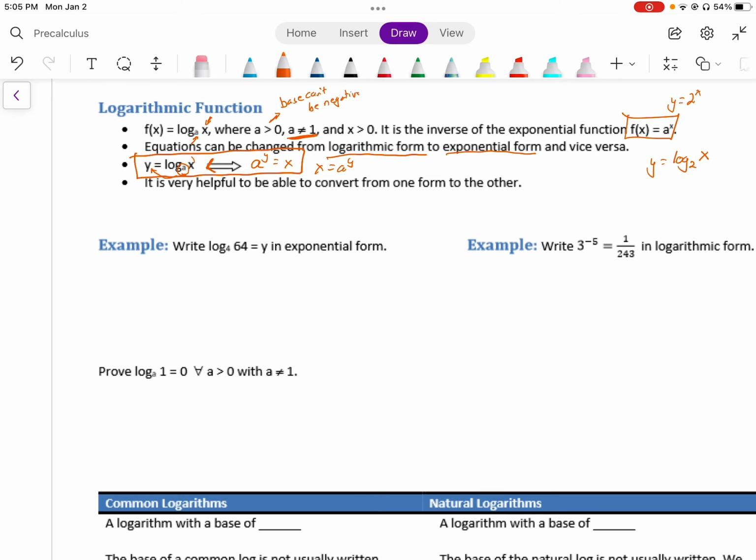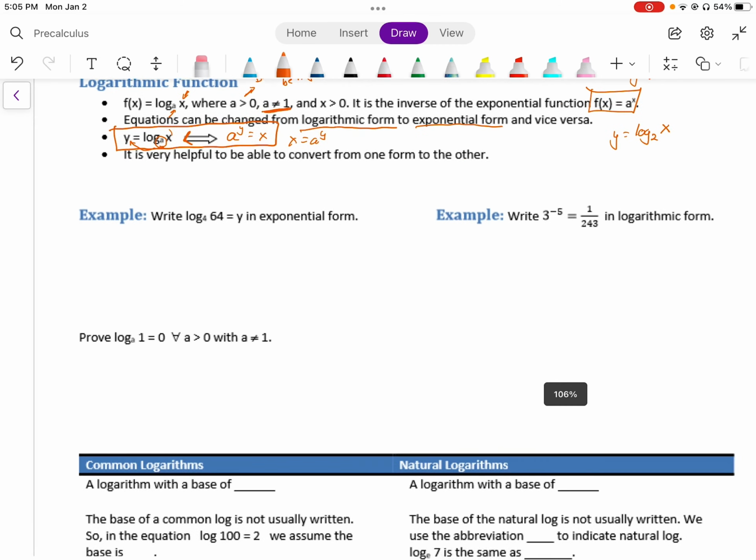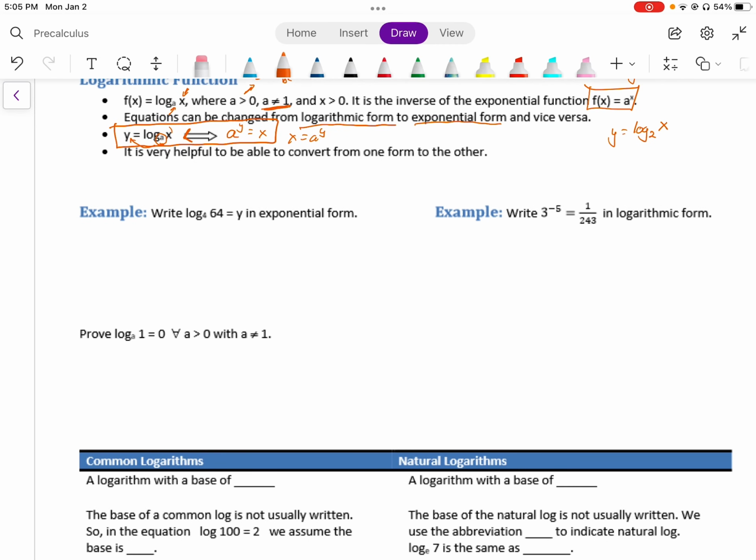All right, so let's practice this a bit. A couple examples. Write log base 4 of 64 equals y in exponential form. We are going to use this idea right here.